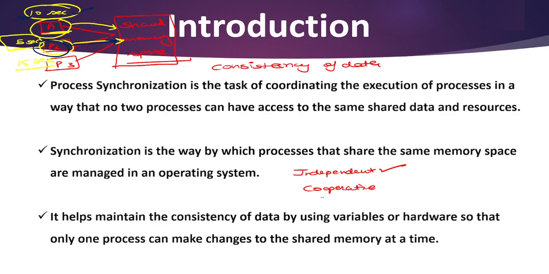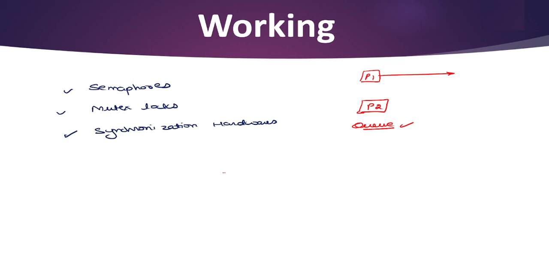What is the meaning of cooperative process? Two processes are said to be cooperative if the execution of one process affects the execution of another process. These processes need to be synchronized. So there you always need synchronization between the processes so that the order of execution can be guaranteed. Next, I would like to share with you the advantages of using process synchronization. After that we'll move to the working.